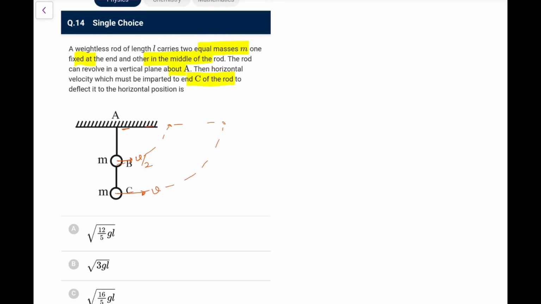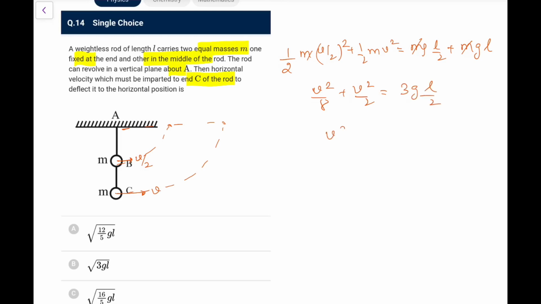So here what I can write particularly, the loss in kinetic energy would be half m (v by 2) square plus half m v square, that should be equal to the gain in potential energy. The first one goes by mgl by 2, the second one goes by mgl. So m cancels, this is v square by 8, this becomes v square by 2, this becomes 3gl by 2. So what we have, 5v square by 4, 2 I have cancelled, is equal to 3gl. So the velocity comes out to be root of 12gl by 5. So this is the option, yes, this is option A.